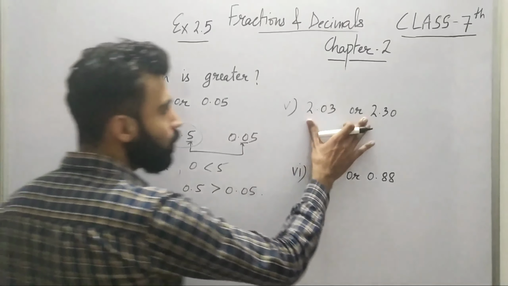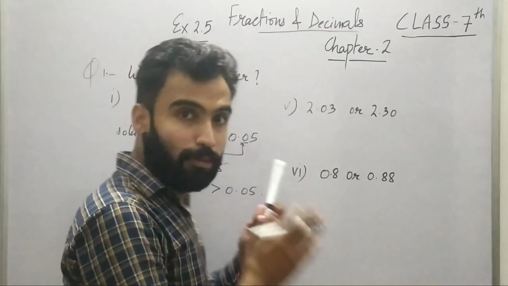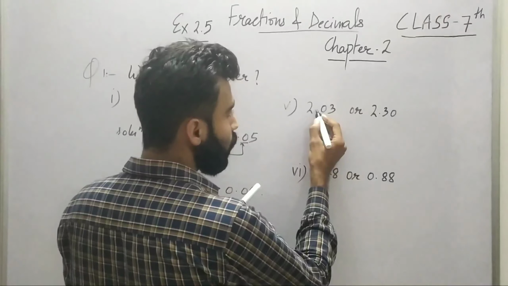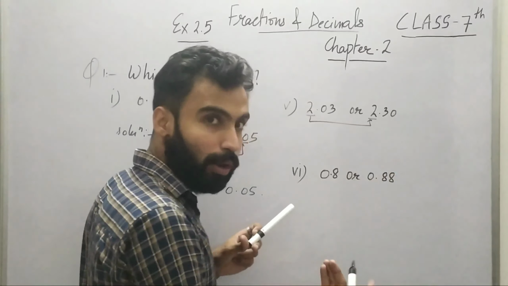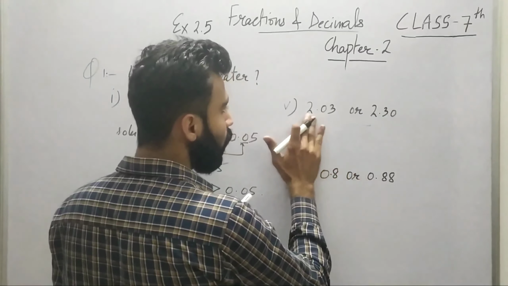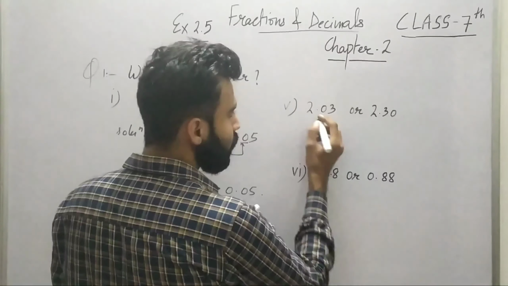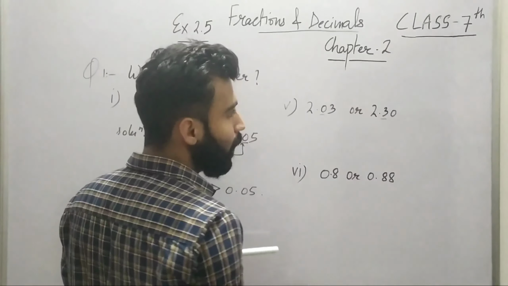Let's move to another part so that it is easy for you. Let me again start with the left hand side. The first digit you will see is 2 and 2. Both are equal, so we can't decide on the basis of the left hand side. So let's move to the right hand side. The first digit is 0 and there it is 3.